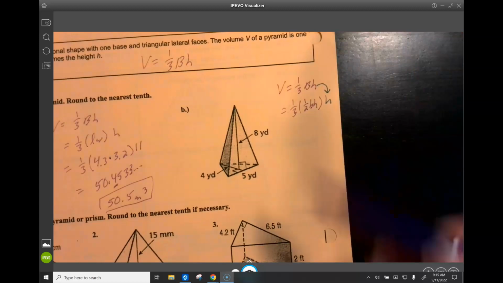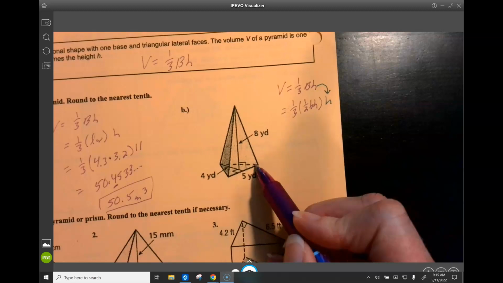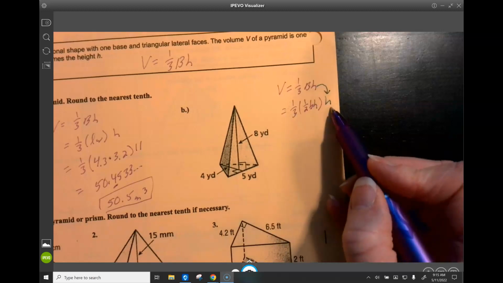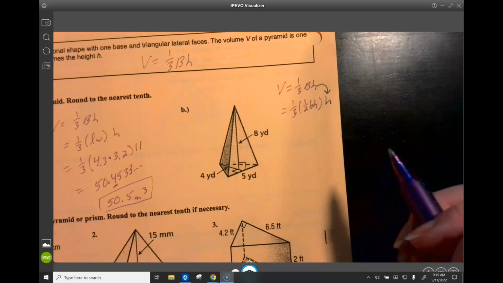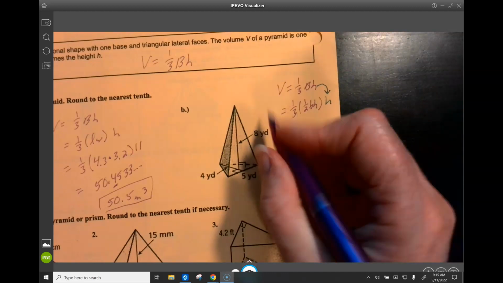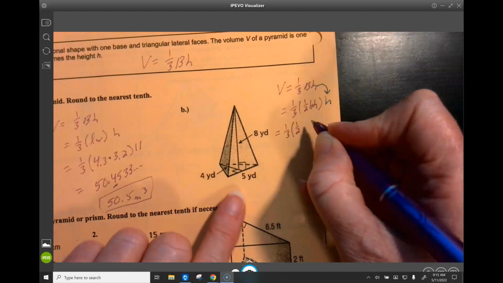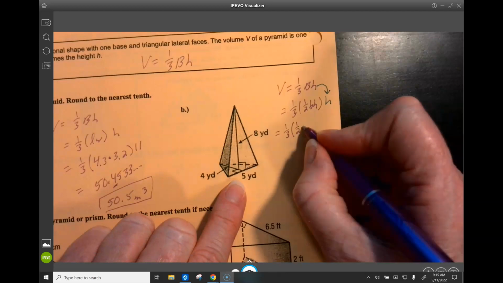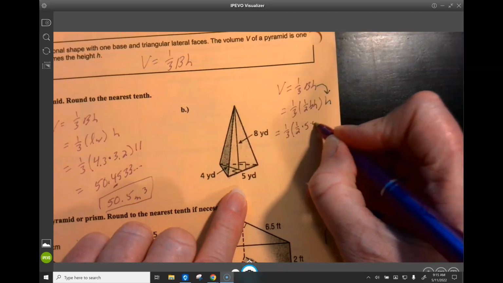Okay, so just be aware, we have 2 h's there. This is the height in our triangle down here. This is the height of your pyramid. And that's the reason here I definitely use parentheses so I can emphasize what I'm talking about. It just makes it less confusing. So let's plug in numbers. 1/3 times 1/2 times the base, which is 5. And my height of my triangle is 4.